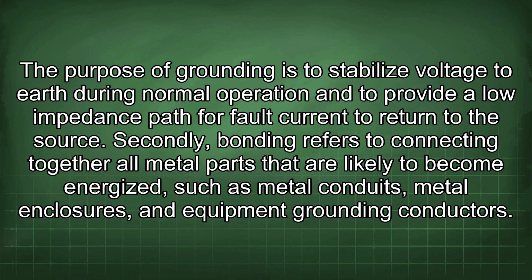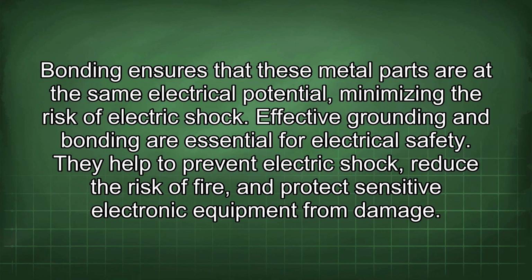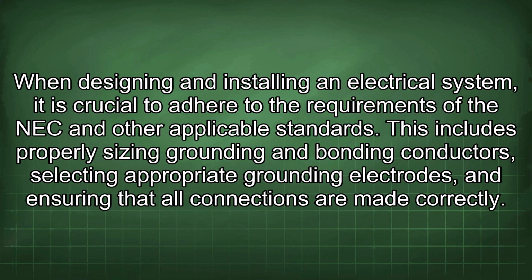Secondly, bonding refers to connecting together all metal parts that are likely to become energized, such as metal conduits, metal enclosures, and equipment grounding conductors. Bonding ensures that these metal parts are at the same electrical potential, minimizing the risk of electric shock. Effective grounding and bonding are essential for electrical safety. They help to prevent electric shock, reduce the risk of fire, and protect sensitive electronic equipment from damage. When designing and installing an electrical system, it is crucial to adhere to the requirements of the NEC and other applicable standards.